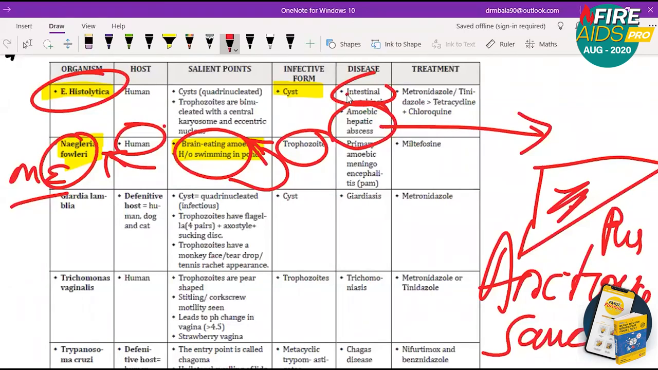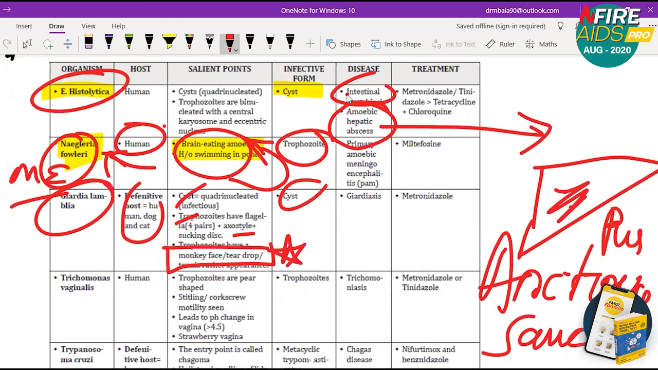Okay, and the next one is Giardia lamblia. Humans, dogs and cats are the definitive hosts. Cyst is the infective form. The cyst has four nuclei. The trophozoite has flagella, four pairs, with axostyle and sucking disc. This trophozoite looks like a monkey face or has a tennis racket shaped appearance. This appearance is more important in Giardia lamblia.